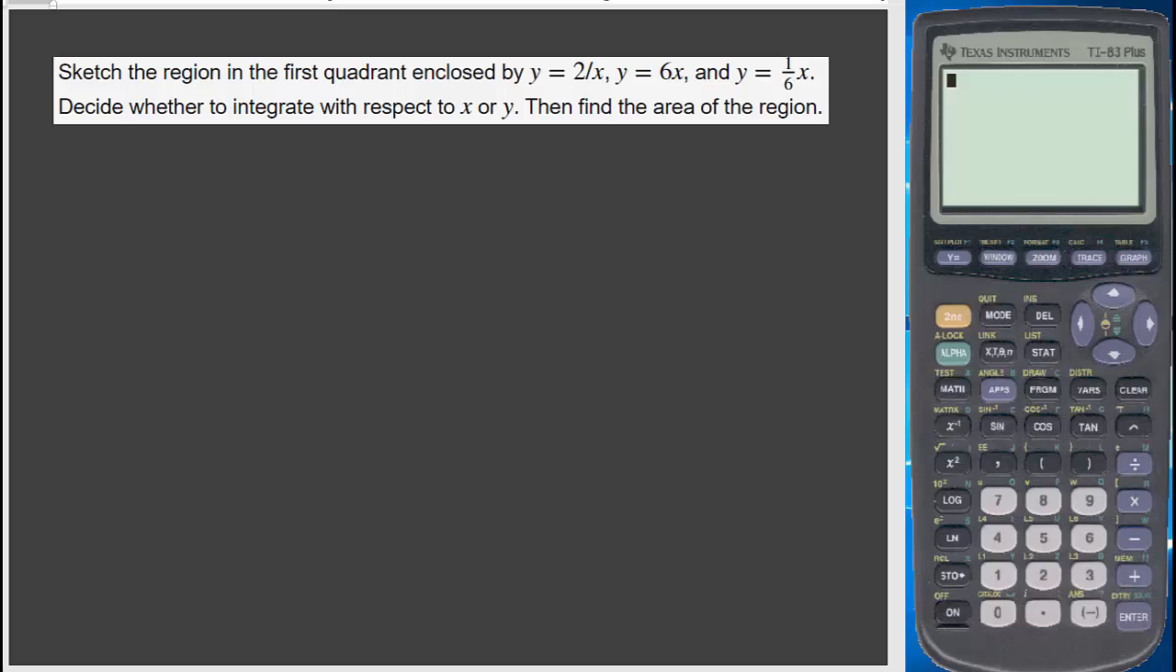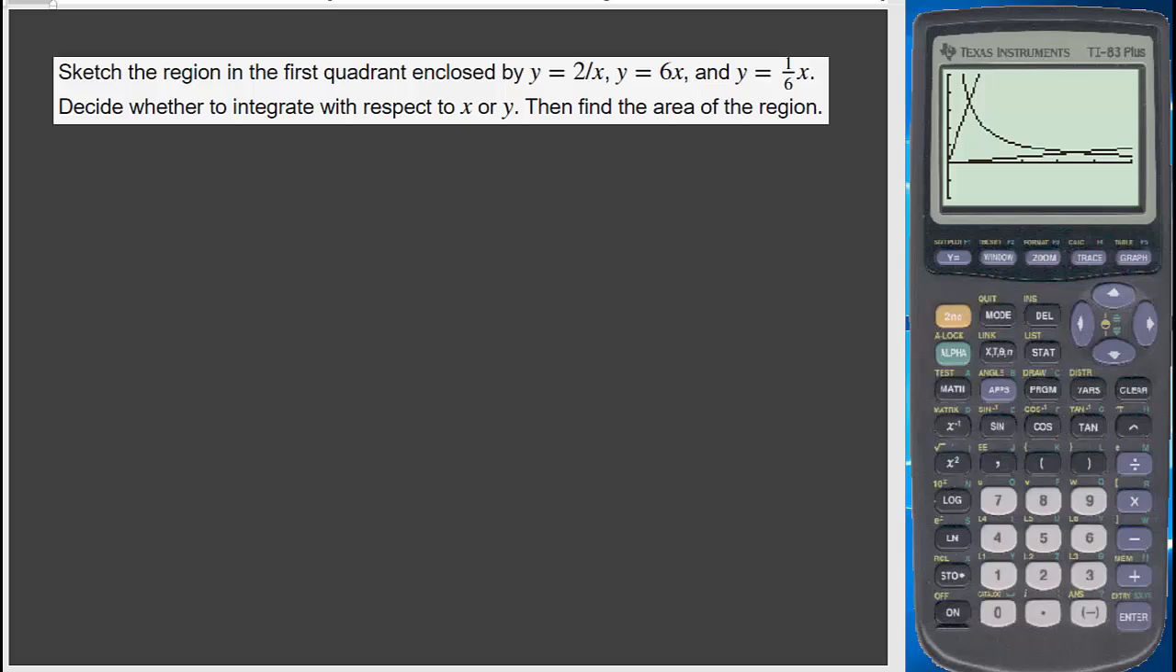So what we want to do first then is to graph this region to get an idea of whether we want to integrate with respect to x or y. So let's do that. Let's put these into the calculator, and we just put these in straight as y1 is 2 over x, y2 is 6x, and y3 is 1/6 x. And then let's go ahead and graph that. And in the first quadrant, after you've adjusted your window, you should see something like this.